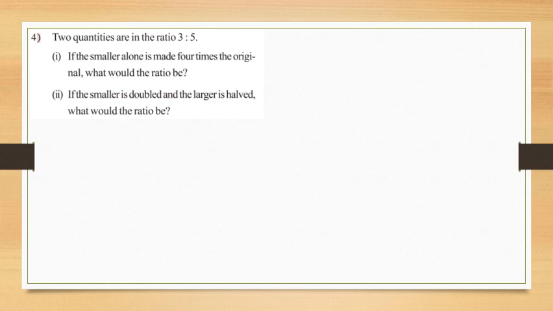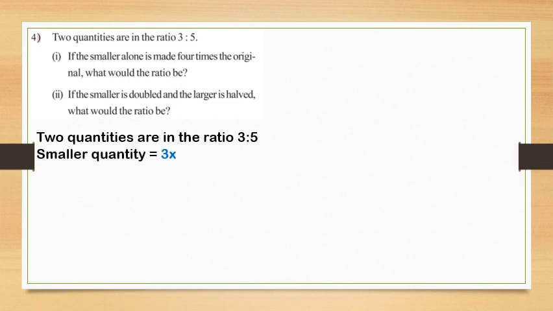Children, from the question let us write two quantities are in the ratio 3:5. So let us take smaller quantity equal to 3x and larger quantity equal to 5x. Our first sub-question is, if the smaller alone is made 4 times the original, what would the ratio be?